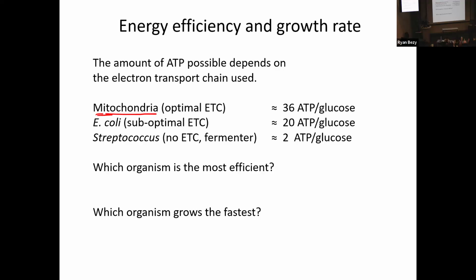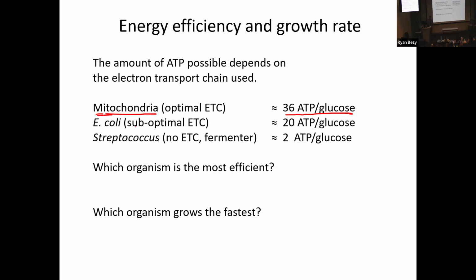Mitochondria has what we call an optimal electron transport chain. Its electron transport chain is really good. By doing glycolysis coupled to the citric acid cycle, coupled to respiration, coupled to chemiosmosis, all four of those processes I listed earlier, it makes about 36 ATP per glucose molecule that goes in originally. So if you start off with one glucose, you get the equivalent of about 36 ATP molecules.